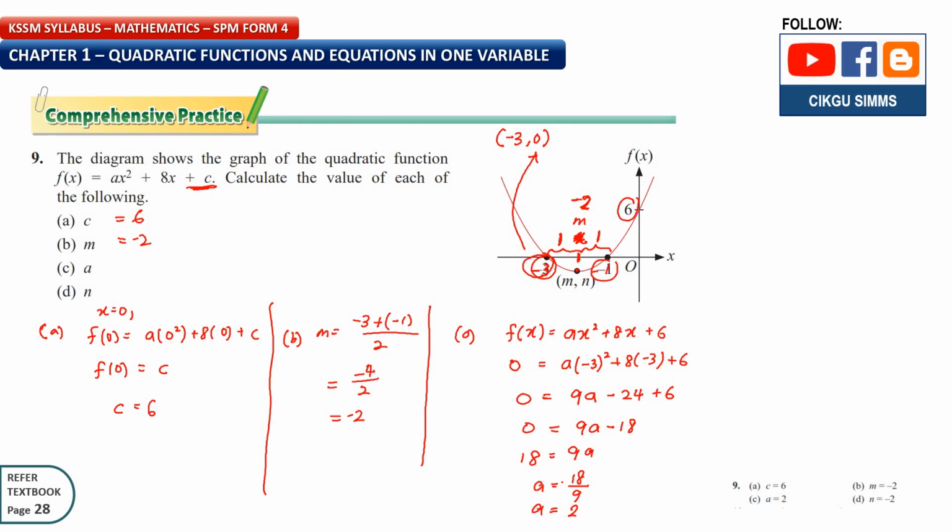So your a should be 2. If you choose this point, -1, 0, you will get the same answer also. Okay. So a is 2, and then last question.